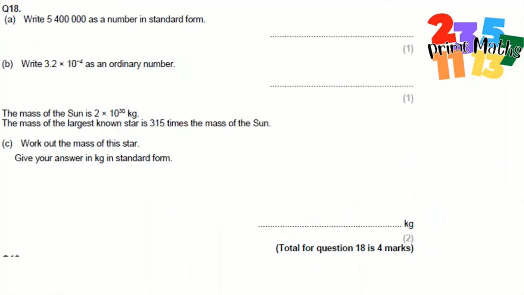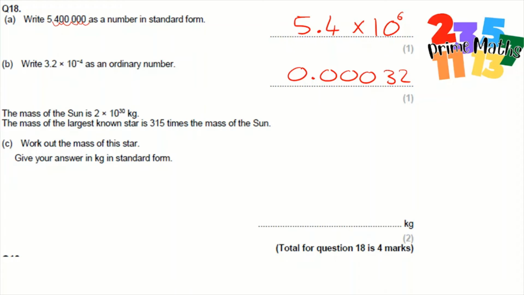Question 18. As a number in standard form, this must be between 1 and 10, so 5.4, and then 1, 2, 3, 4, 5, 6 times 10 to the power of 6. As an ordinary number, this is 0.00032, 1, 2, 3, 4, just to check.